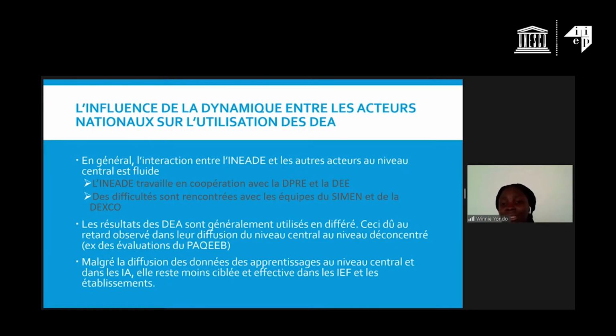Moreover, the results of this data is often used with a time difference, and this is due to the delay observed in transmitting data from the central level to the devolved levels. And in spite of dissemination of learning data from the central level to the inspection departments, it is less targeted and less effective because, in the Institute of Education and Training, teachers do not have access to the results, to the reports of the learning assessment data in their school.